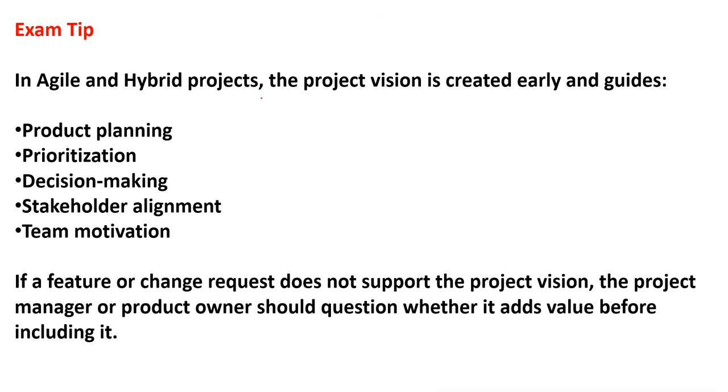In agile and hybrid projects, the project vision is created early. If the question asks when we have to create the vision statement, it is early, before starting the project or in the initiating phase. Focus areas: product planning, prioritizing, decision making, stakeholder alignment, team motivation. Suppose you have written the vision statement, and the stakeholder asks you to add some new feature. What you have to do according to the vision statement: first you have to review the vision statement.